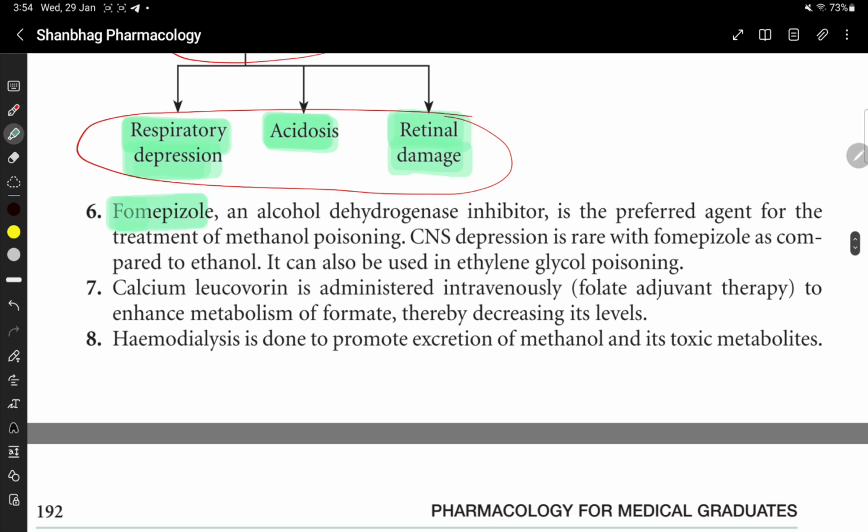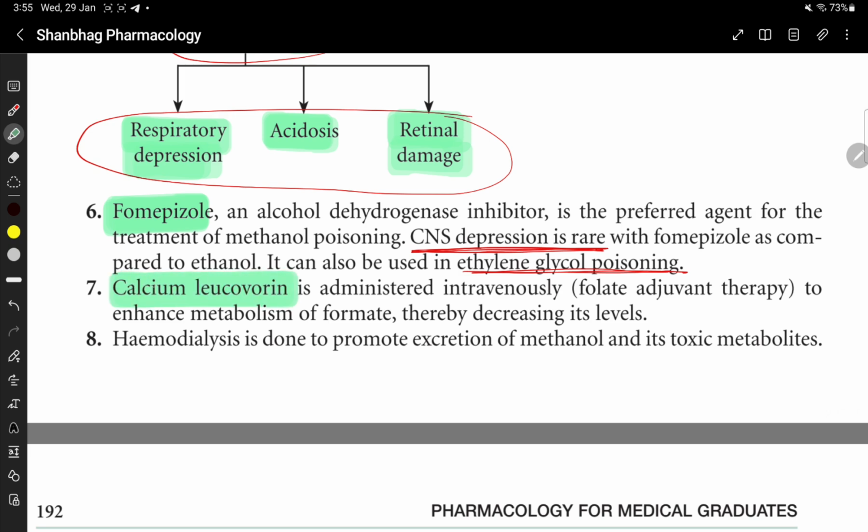Fomepizole, an alcohol dehydrogenase inhibitor, is the preferred agent for the treatment of methanol poisoning. CNS depression is rare with fomepizole. This is the advantage of fomepizole, that CNS depression is rare as compared to ethanol. It can also be used in ethylene glycol poisoning. So fomepizole is used in both methanol poisoning and ethylene glycol poisoning.